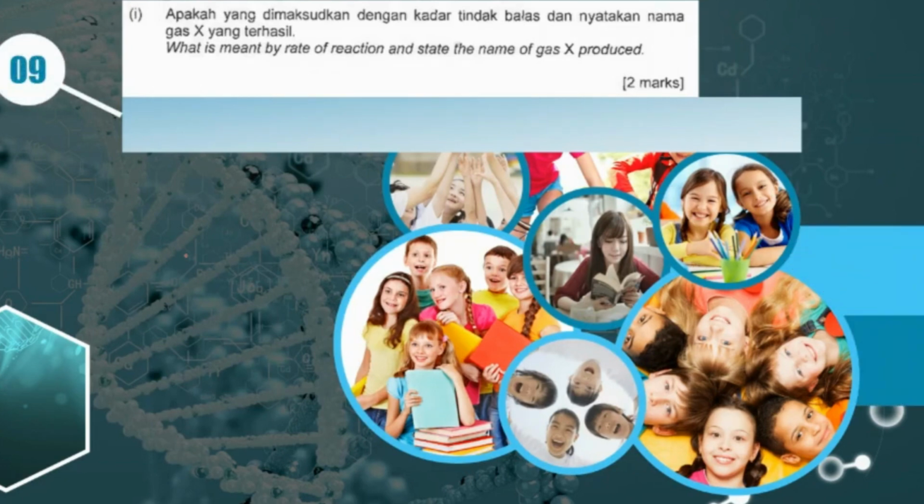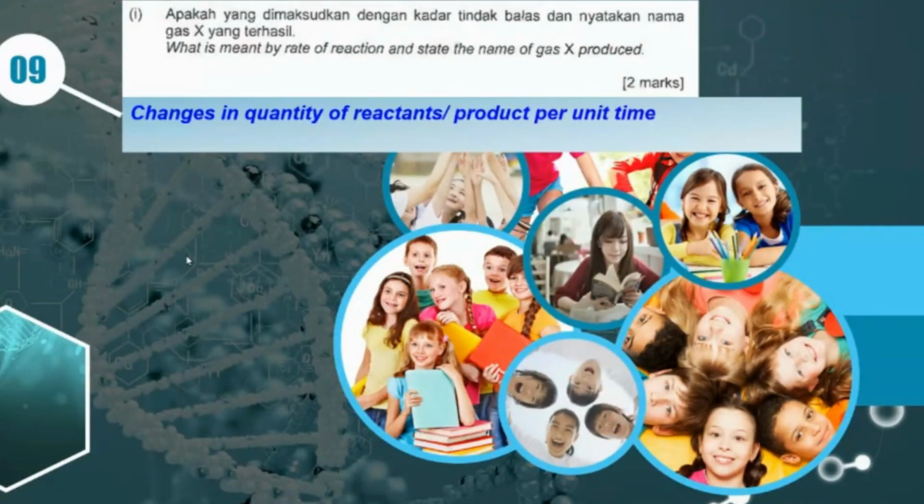Now, name the gas X. So gas X is carbon dioxide gas. What is meant by rate of reaction in this experiment? It's a change in the quantity of reactants or products per unit of time. The gas X is carbon dioxide gas. Okay, so 2 marks. This one you also can write: change of volume of carbon dioxide gas per unit time. Also can.